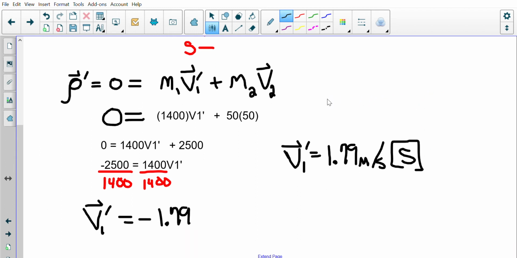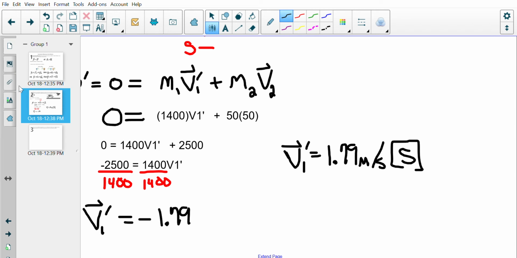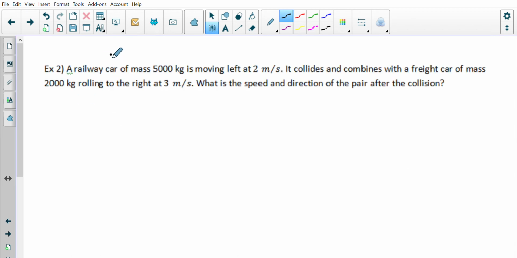All right, let's try one more of those, a little bit different situation. A railway car of mass 5,000 kilograms is moving left at 2 meters per second. It collides and combines with a freight car of mass 2,000 kilograms rolling to the right at 3 meters per second. What is the speed and direction of the pair after the collision?